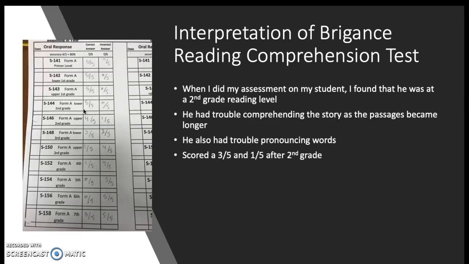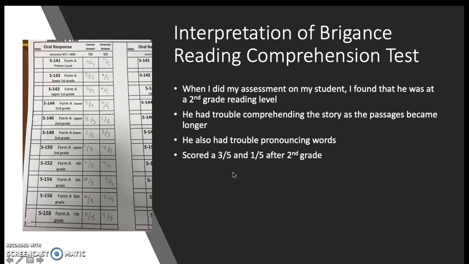So, interpretation of the Brigance Reading Comprehension Test. I did my assessment on a student, and I found that he had a second grade reading level. As you can see from the graph that I made, he scored a 5 out of 5 on the primer, 5 out of 5 in first grade, 5 out of 5 in upper first grade, 5 out of 5 in lower second grade, 4 out of 5 in upper second grade, and as soon as we got to lower third grade, it started to drop. So he went to 3 out of 5, and then upper third grade, 1 out of 5, 1 out of 5, and so on.